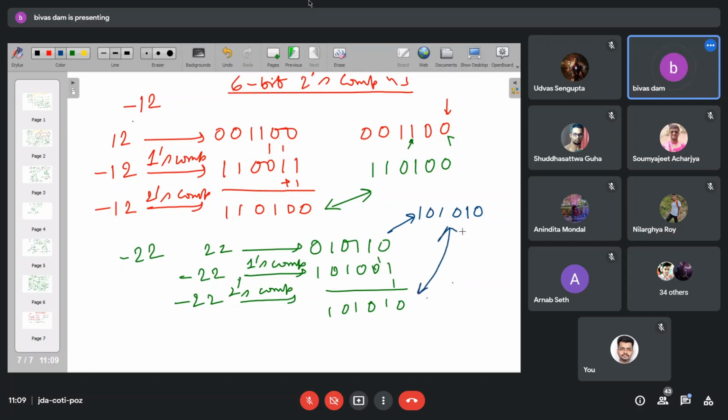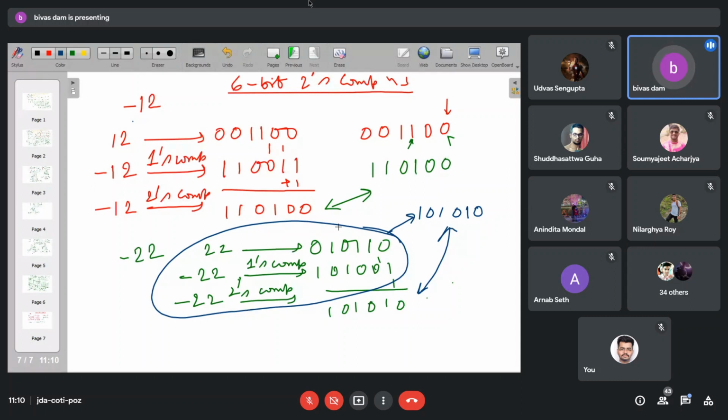Yes, sir. In fact, in many books, you will find this process also. This is not very uncommon. But most of the places, they follow this one. But this process is also quite common, what I have just now told you: scan the pattern starting from the least significant bit, copy up to the first one, then complement all of the bits.